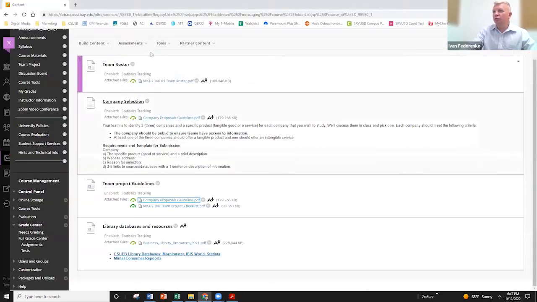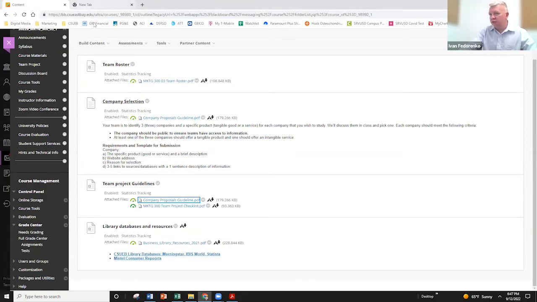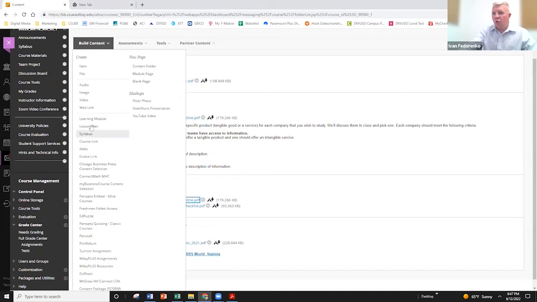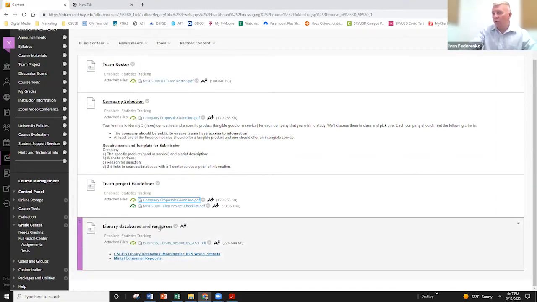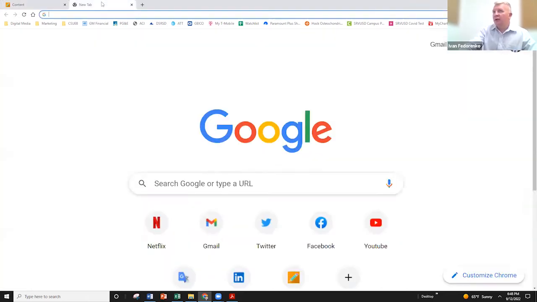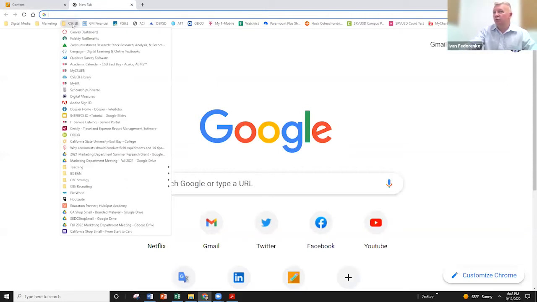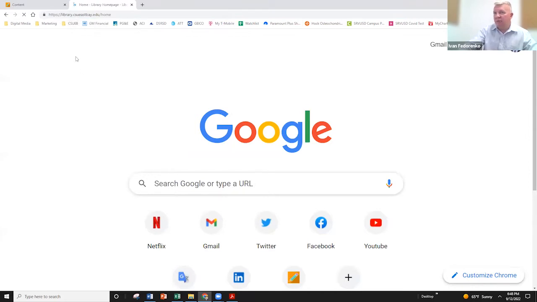A good source for finding information about different industries would be a database called IBISWorld. I'll show you several databases that we can use for this project. Most of them are included in this guide posted under the Team Project tab called Library, Databases, and Resources. The primary thing we're going to use for this project is databases from the Cal State East Bay Library.